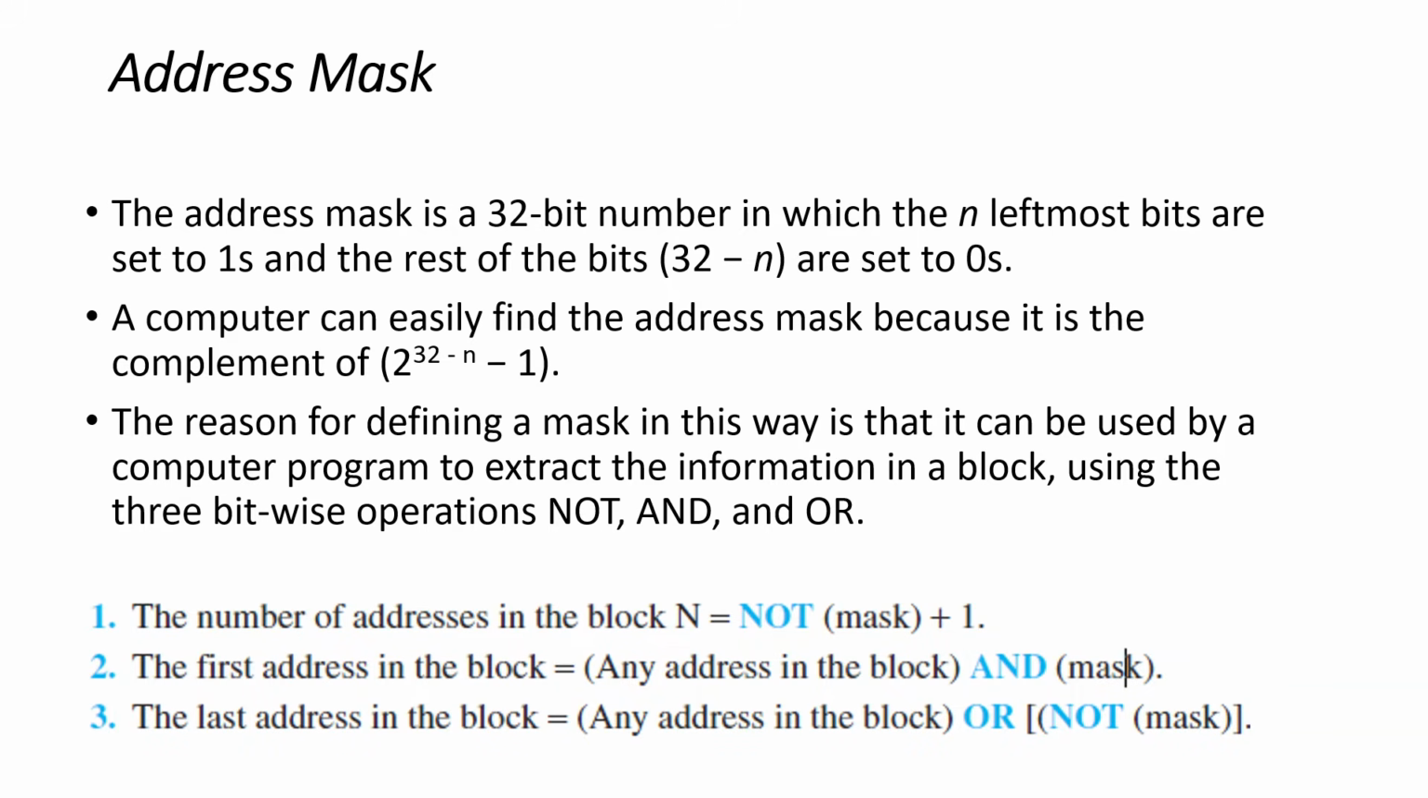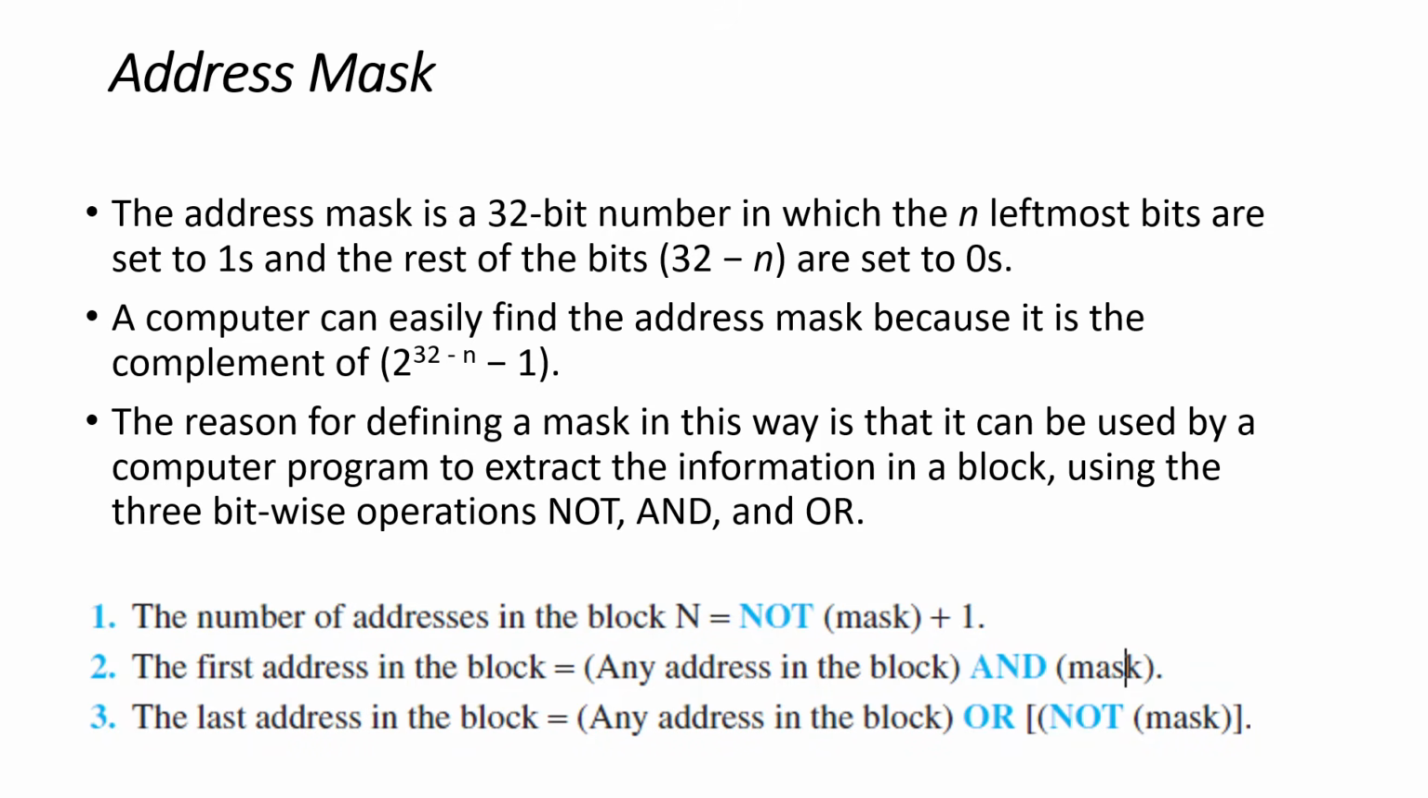The reason for defining a mask in this way is that it can be used by a computer program to extract the information in a block using the 3 bitwise operations, that is NOT, AND and OR. So the number of addresses in the block, capital N, is equal to NOT of mask plus 1. The first address in the block is equal to any address in the block AND the mask.